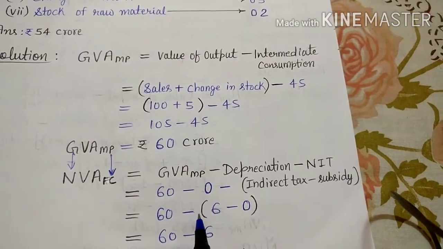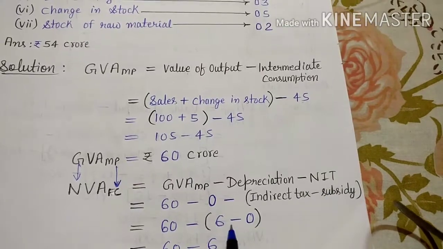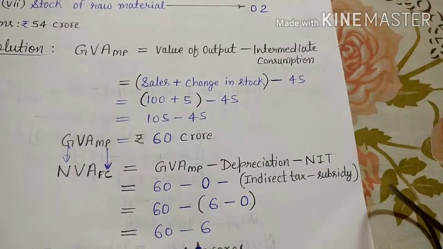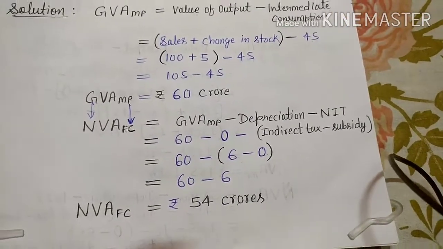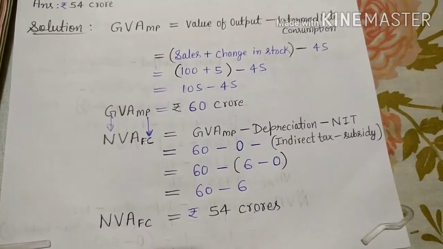So what comes? 60 minus, now indirect tax is what? 6 minus 0, which is 6. 60 minus 6, how much comes? 54. So it means NVA at FC is how much? 54 crore. So I hope it is clear to you.